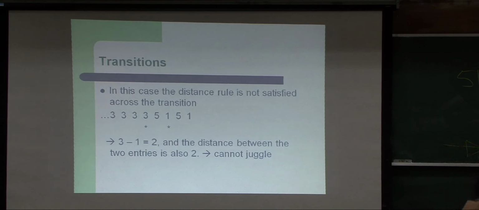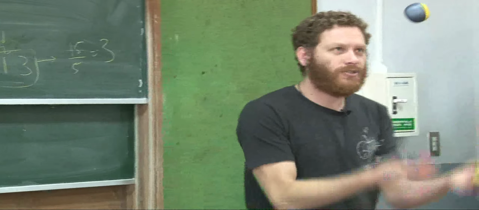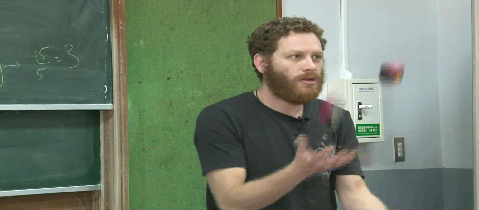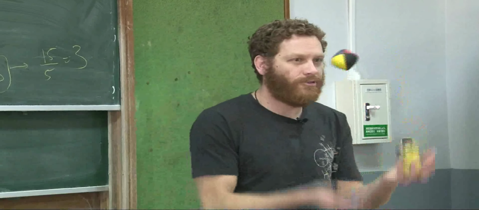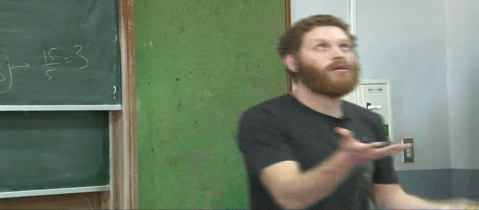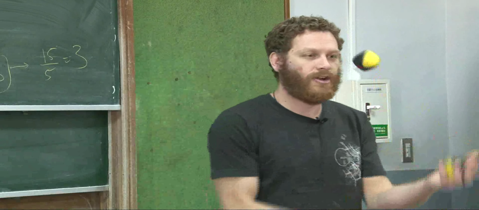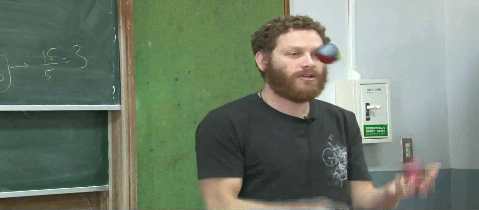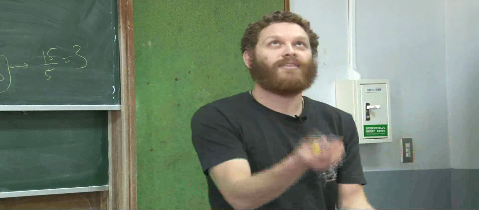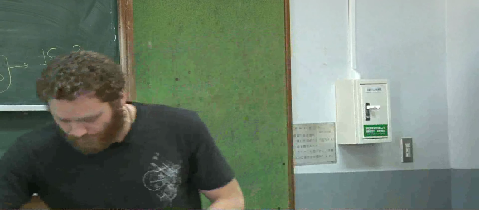Now, but I just did it, right? I was just juggling. Here's a 3, and here's the 5, 1. So what happened in that transition? Right? What happened in that transition? Have another look. Yeah, there's a 2. Exactly. There's a 2.